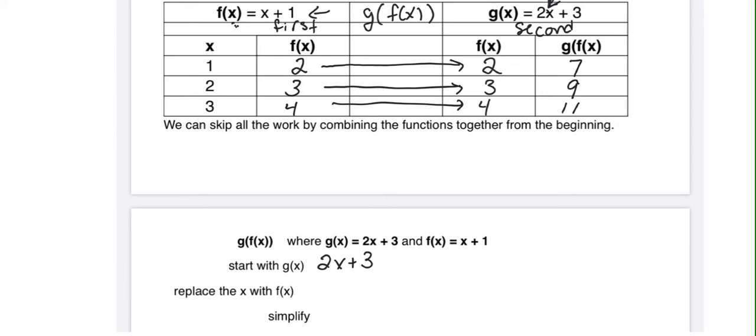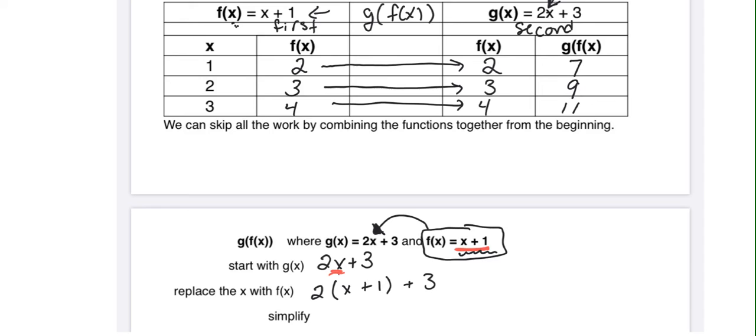So our outside function, we're going to replace this x with this whole piece of the f of x function. Instead of just having 2x, I'm going to have 2 times whatever this f of x is equal to, which in this case is x plus 1. And then we have plus 3 left over. So I plugged in this whole f of x function for this x in g of x. So the inside part, or f of x, gets plugged in for the x in the g of x function.